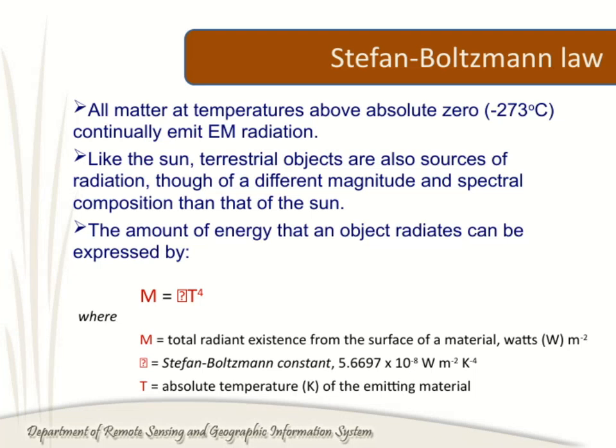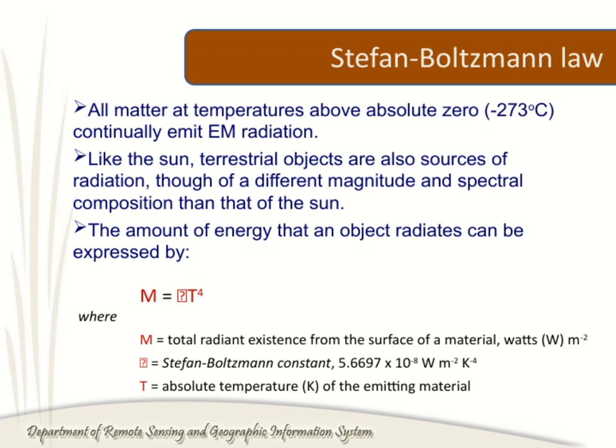All matter at temperatures above absolute zero, which is minus 273 degrees Celsius, continually emits electromagnetic radiation. So, anything with a temperature above this point is constantly radiating energy into the environment. Just like the sun, terrestrial objects, meaning things on Earth, are also sources of radiation. However, the amount and the spectral composition of this radiation are different from that of the sun. The sun emits a broad spectrum of radiation, while objects on Earth emit radiation based on their temperature, which tends to be in the infrared range.